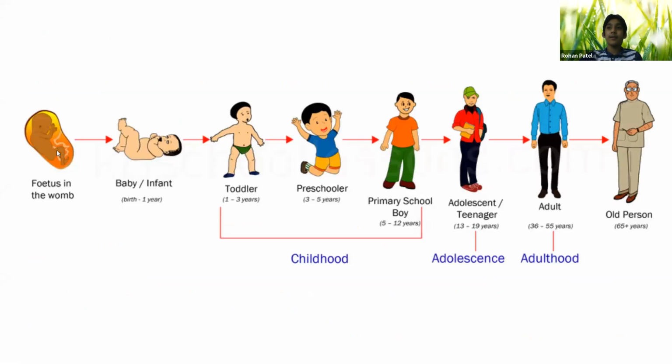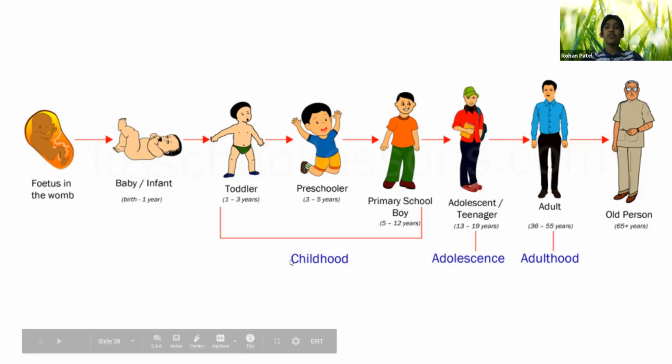So this shows a mammal, which is a human. This is in the gestation period. In the womb, we have our newborn, which then becomes a baby. Then we have our toddler, preschooler, and primary school boy, which is the childhood. Then we have the adolescence, which is a teenager. Then we have our adulthood, and then we have our old person or old age, which is usually the time where they will die.